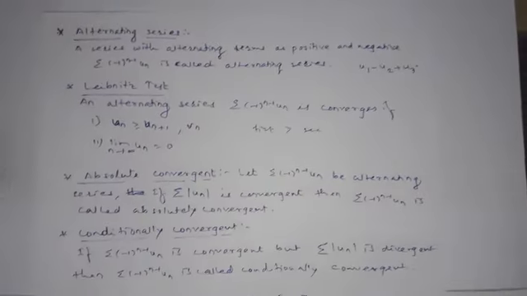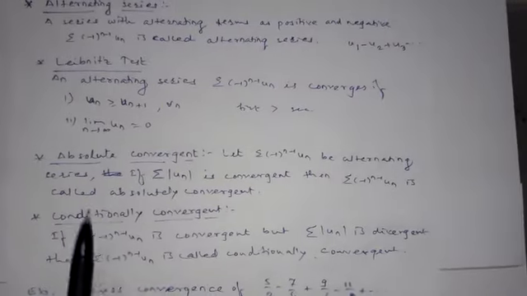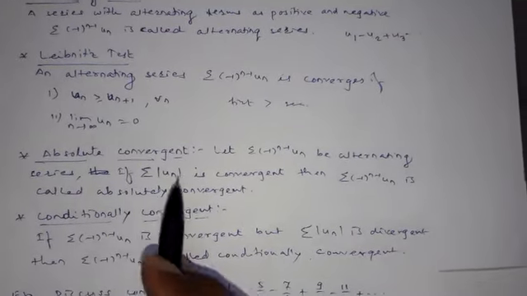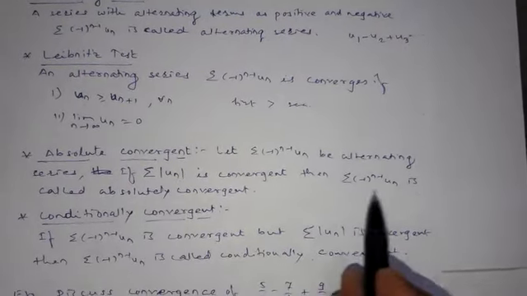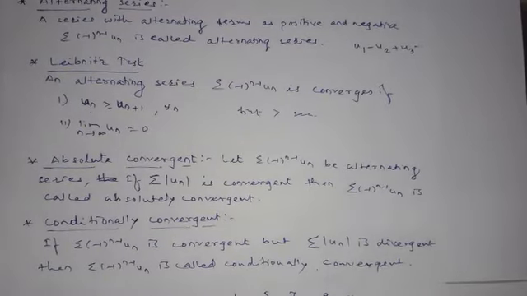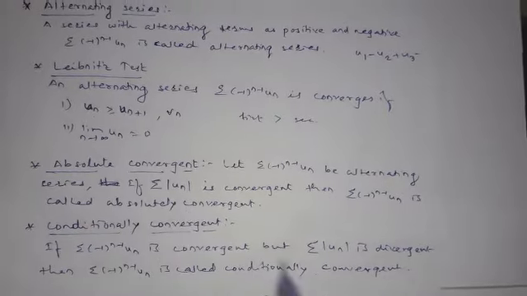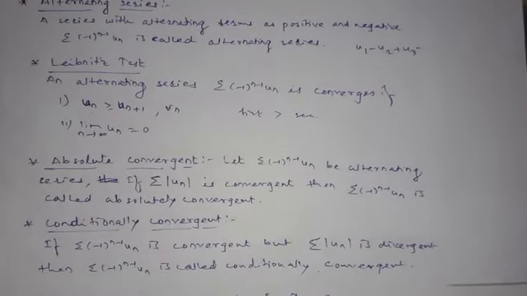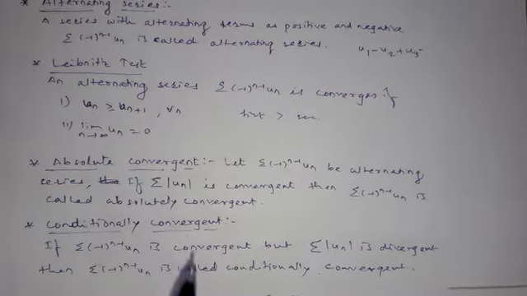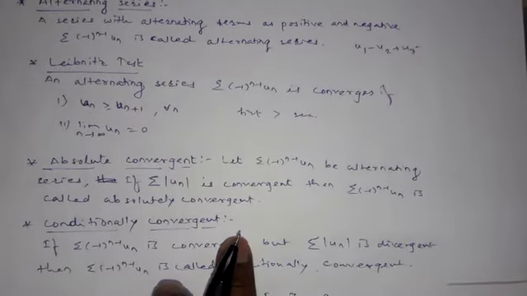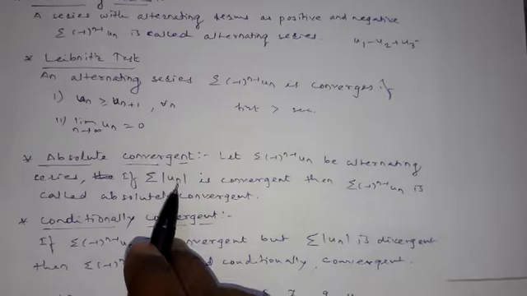Next one is absolute convergence. For absolute convergence we have an alternating series. If the series sum of |un| is convergent, then we can say that the series un is absolutely convergent. Series |un| means avoiding negative terms, we take all positives. So if the positive term series is convergent, then we can say that the series is absolutely convergent. Series |un| is convergent.